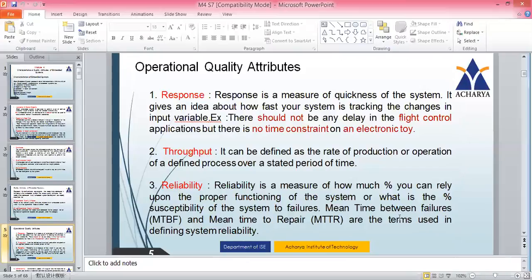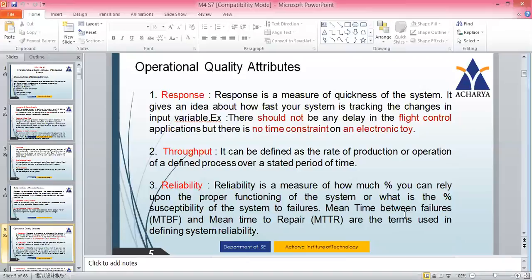So what is this mean time between failures? Say a particular system has had a failure at 10 o'clock, and after that at 12 o'clock. So there's a 2 hours difference. Again at 1 o'clock, again 1 hour difference. So 2 plus 1, you take a mean of all that.